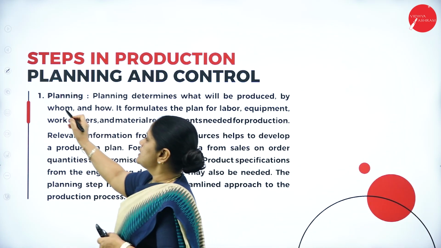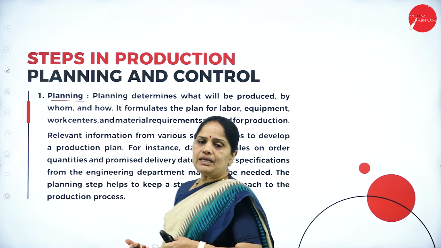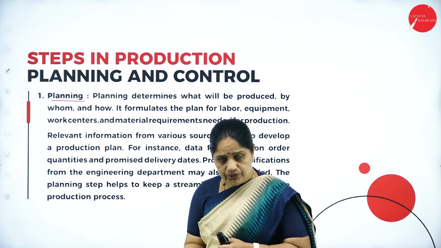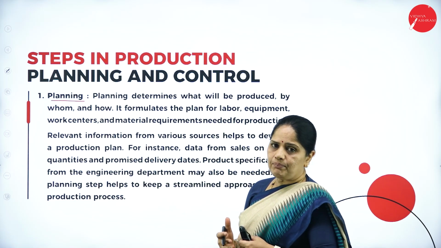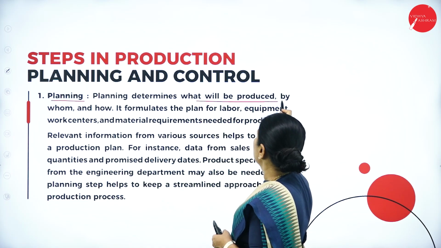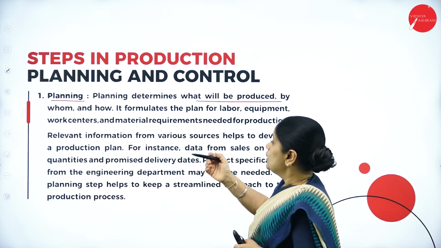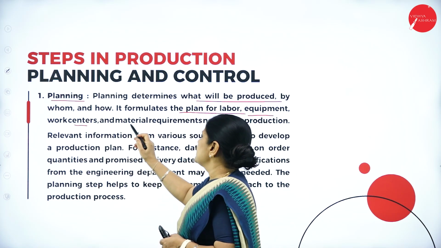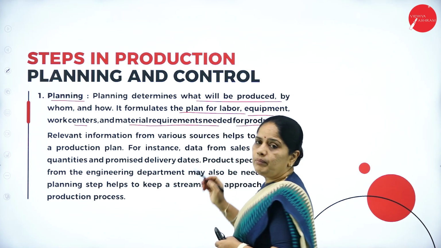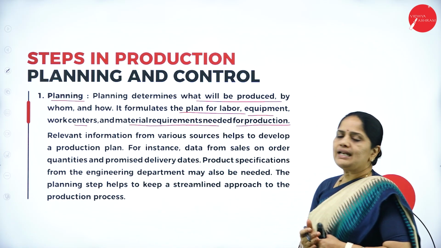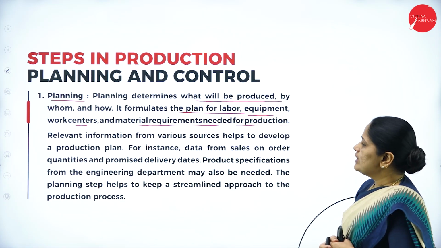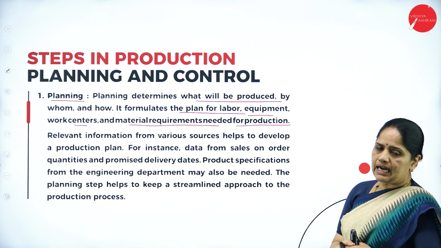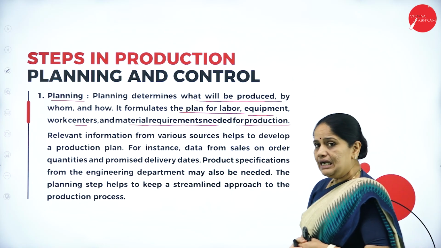The first stage is the planning stage. So what do we mean by planning? Planning is nothing but deciding today what you want to do in the future. In the same way, in production planning, planning determines what will be produced by whom and how. It formulates the plan for labor, equipment, work centers, material requirements needed for production. So with the help of planning, we can ensure that whatever is needed for production, everything will be planned and decided in advance, and then only the production will take place.